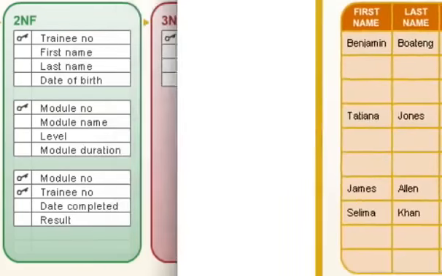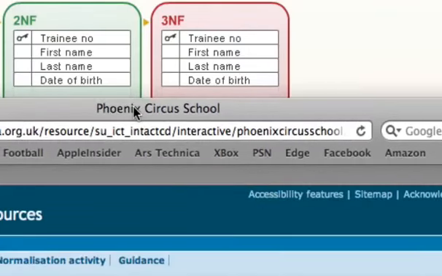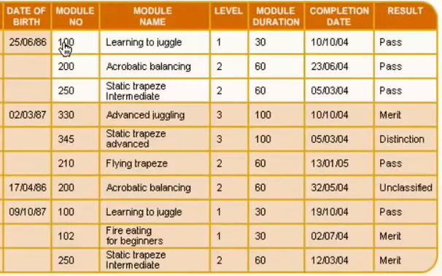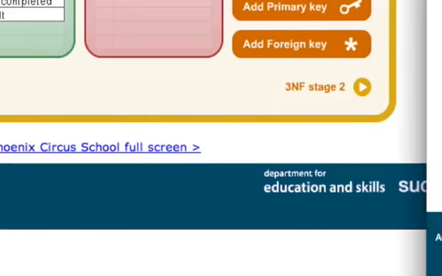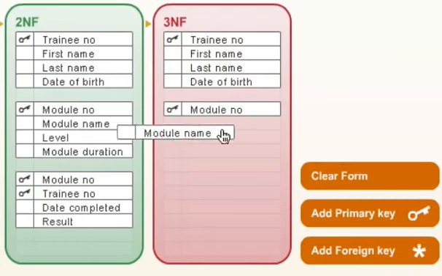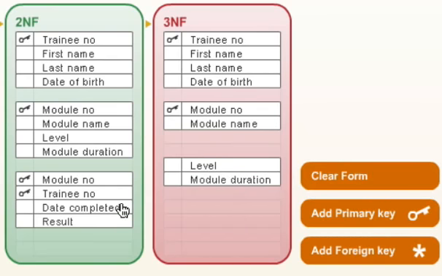Now let's have a look at my table again. I've got a table there with module number, module name, level, and module duration. So that's these four here. Looking down here, it looks as though the level is dependent on the module duration. It's not fully dependent on the key, so I'm going to split them up. I'm going to move this in here, module number, module name, put this in like that. Looking at this last one, date completed is fully dependent on the key, and result is fully dependent on the key, so I'm going to move them across.